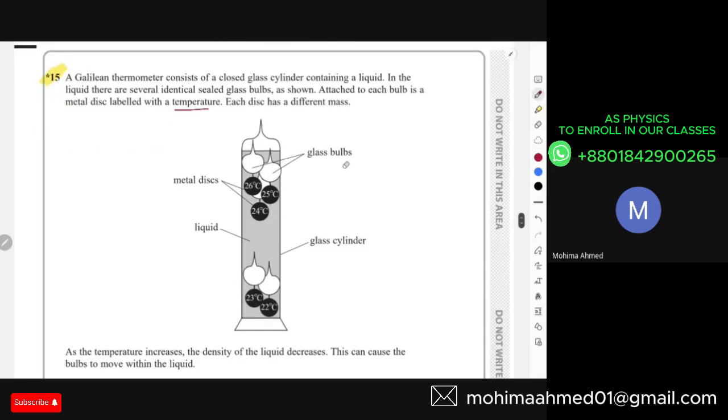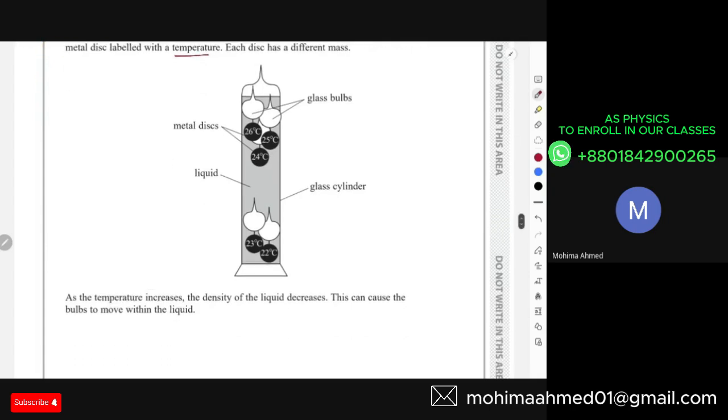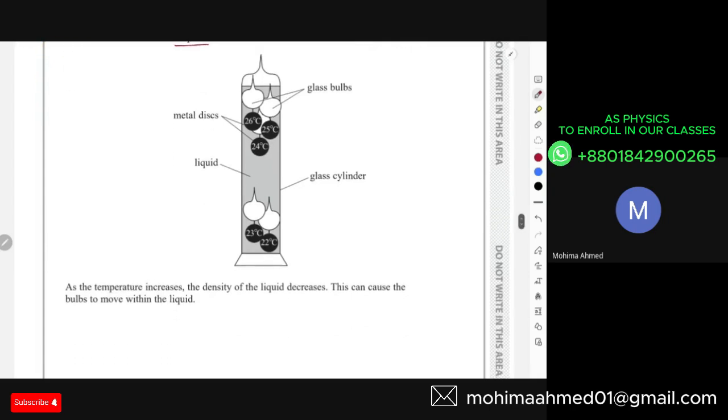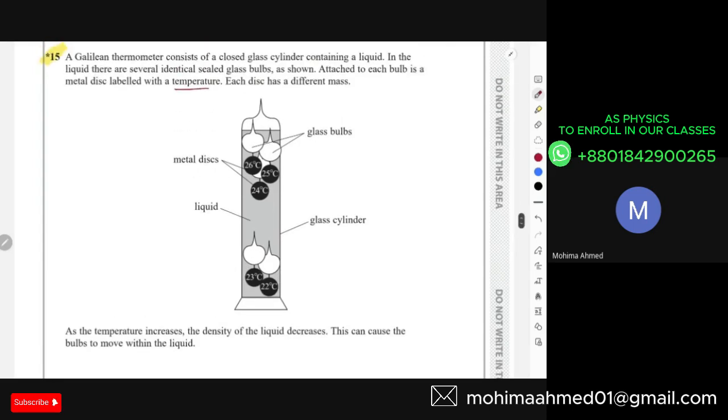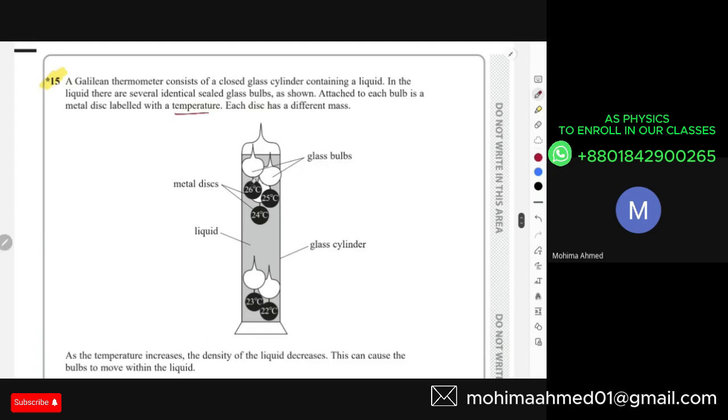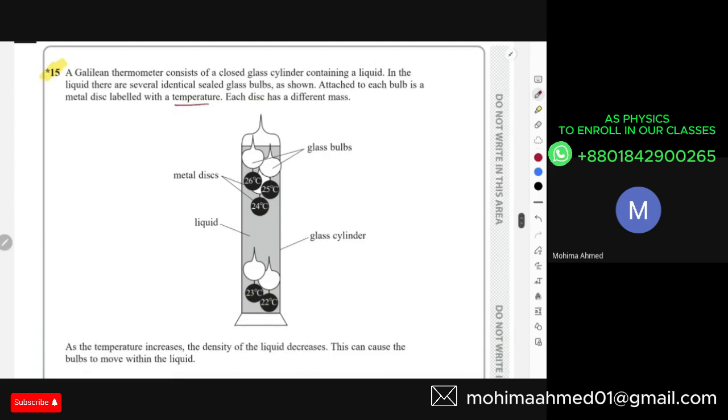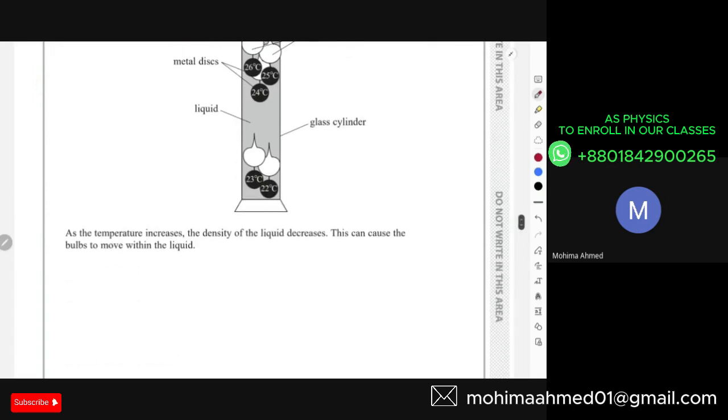So these are glass bulbs and these are metal discs, and the metal discs also have different temperatures. We can see that glass bulbs with temperature 22 to 23 tend to fall to the bottom of the entire glass cylinder, whereas glass bulbs with temperature 25 to 26 tend to move to the very top of the glass cylinder. It says that as the temperature increases, the density of the liquid decreases. This can cause the bulbs to move within the liquid.